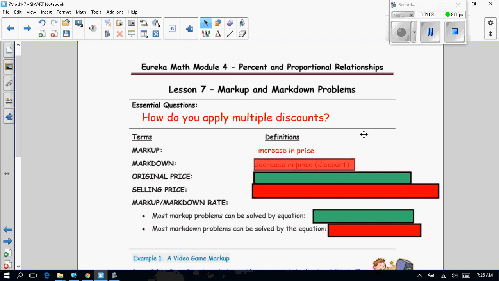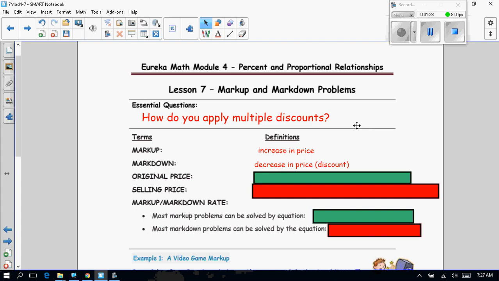Markdown, you probably are more familiar with. Markdown is the decrease in price. This is the discount. This is when they're telling you everything is 50% off in the store. And you're like, well, how can they make everything half price? Well, because they've already marked up the price, and then they can mark it down and still have a profit, but give you a discount, or at least what you think is a discount.